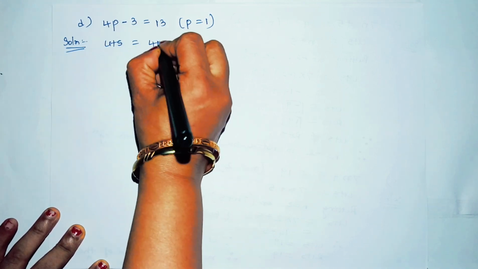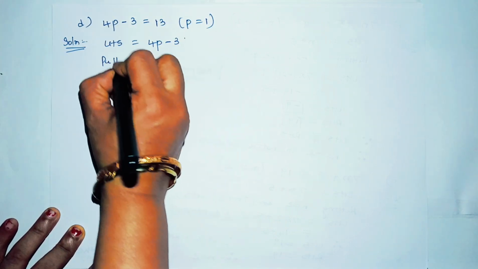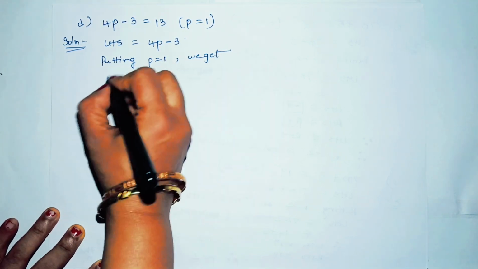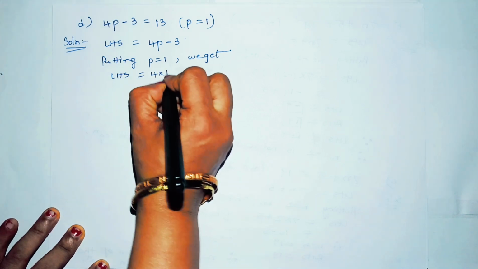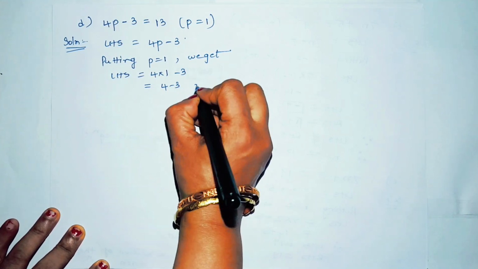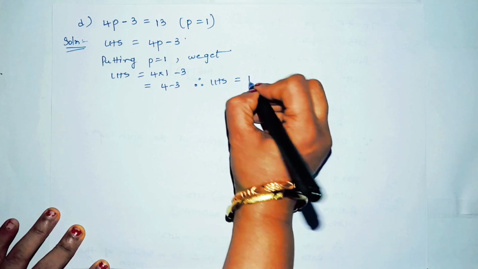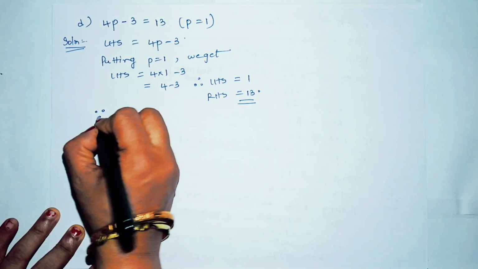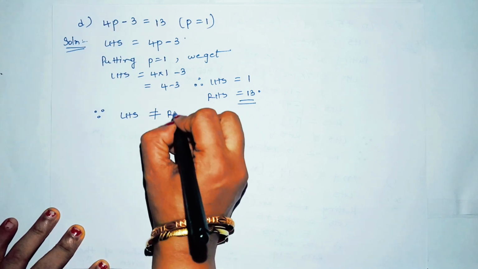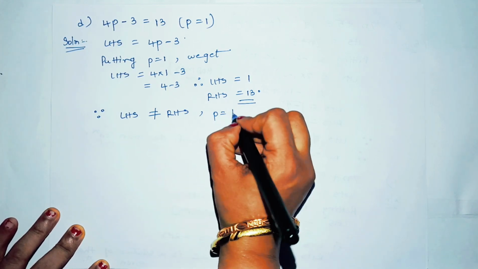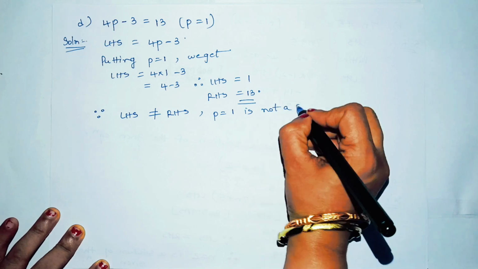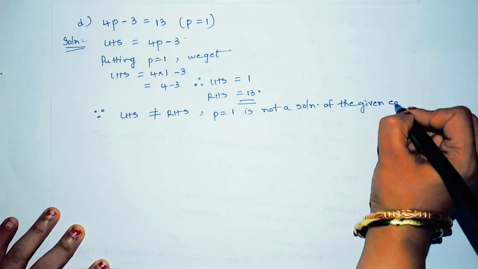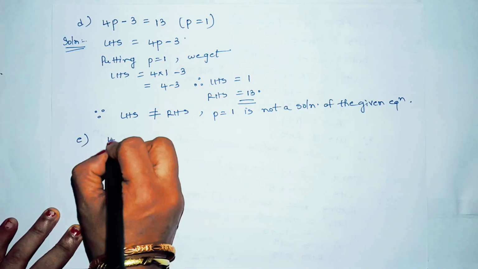Consider LHS 4p minus 3, putting p is equal to 1 in LHS. So what you will get, LHS as 4 into 1 minus 3. Therefore LHS equals 1 and RHS you have 13. So what will I write? Since LHS is not equal to RHS, p is equal to 1 is not a solution of the given equation.